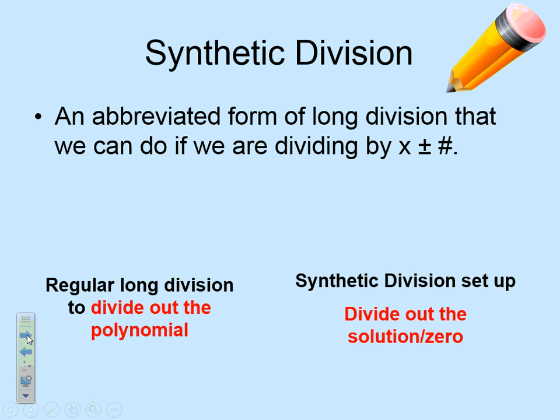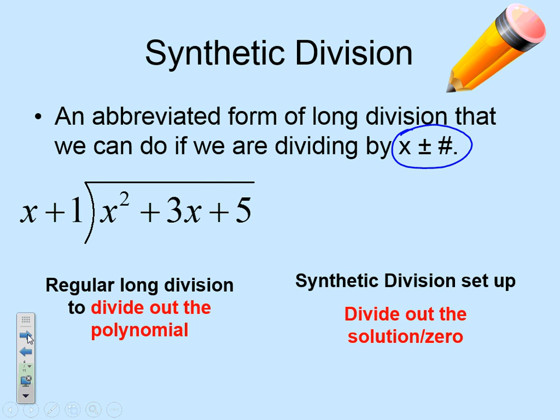So this part I need you to get in your notes. Synthetic division is an abbreviated form of long division, so it's a little bit faster, that we can do if we're dividing by x plus or minus some number. So we need to be dividing by x plus 2, x minus 3, x plus 4, whatever it is there, and we can set up what's called synthetic division. Now regular long division looks like this, same setup. You have the whole polynomial on the inside, and then this is the divisor, what we're dividing by out there. Synthetic division setup, this is the process that we're going to be using.